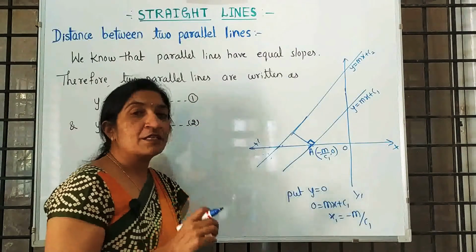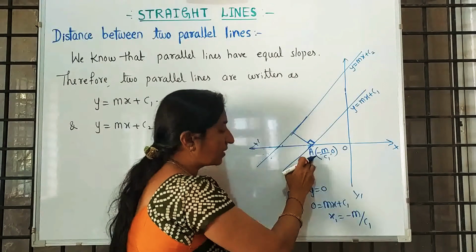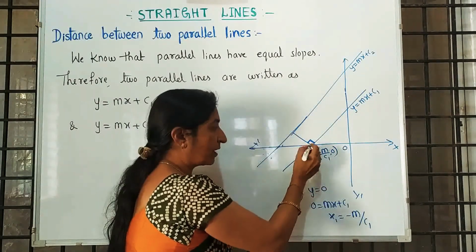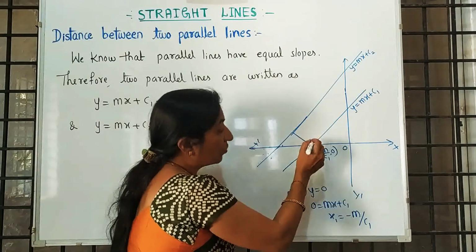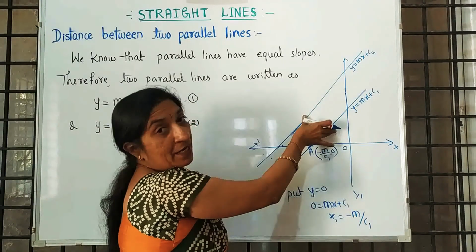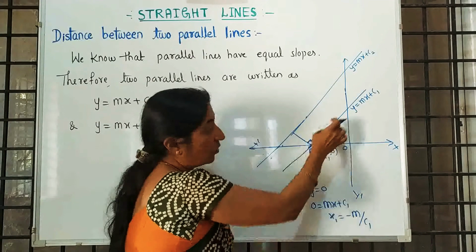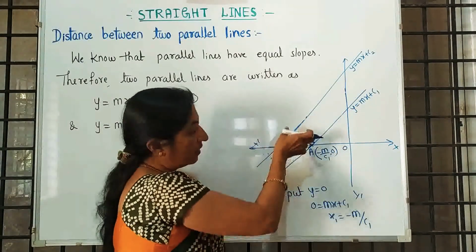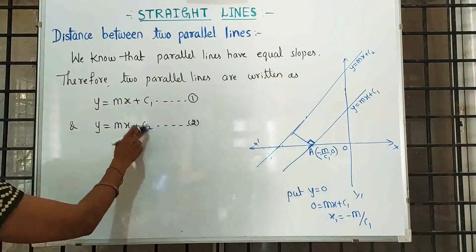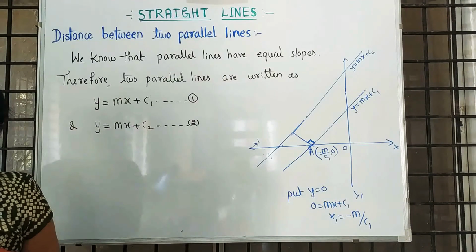This is a perpendicular distance. That means the distance between two lines is nothing but the perpendicular distance from A to the second line. Here we calculated the point. So the distance between two parallel lines is equal to the perpendicular distance between a point on any one line to another. That is, we have to find the perpendicular distance here. So this is line 1 and line 2. They have the same slopes m.